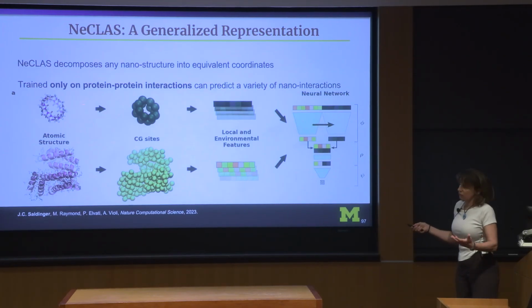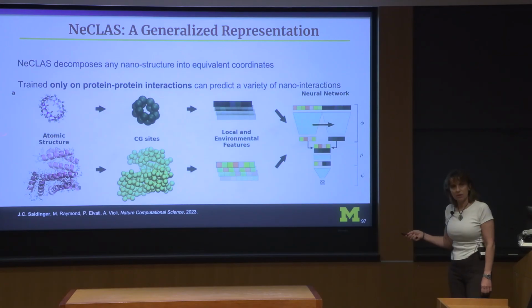This is a nanoparticle, for example, and this is a protein, complicated. Those are the atomic structures. You need to have some information about that, of course. And then what you do, you remember coarse graining that we talked a little bit about?